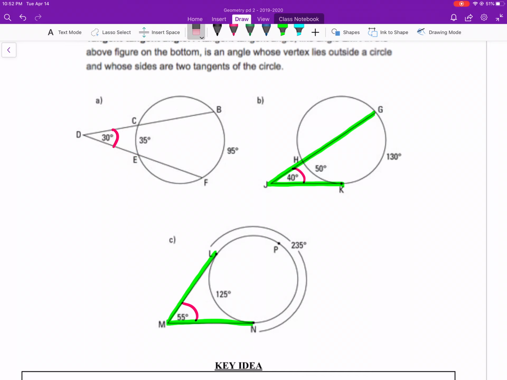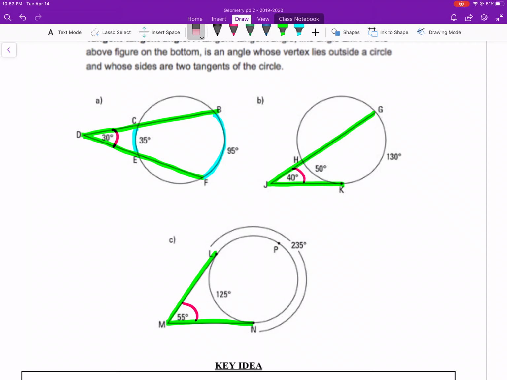So let's just focus back in on letter A here. See how this angle opens up. When that happens, essentially it opens up and it hits two arcs. It hits this arc here, that 35-degree arc, and it hits this arc here. There's two intercepted arcs. The smaller arc right here, the 35-degree arc, that's called the minor arc. And then the 95-degree arc, that's called the major arc.